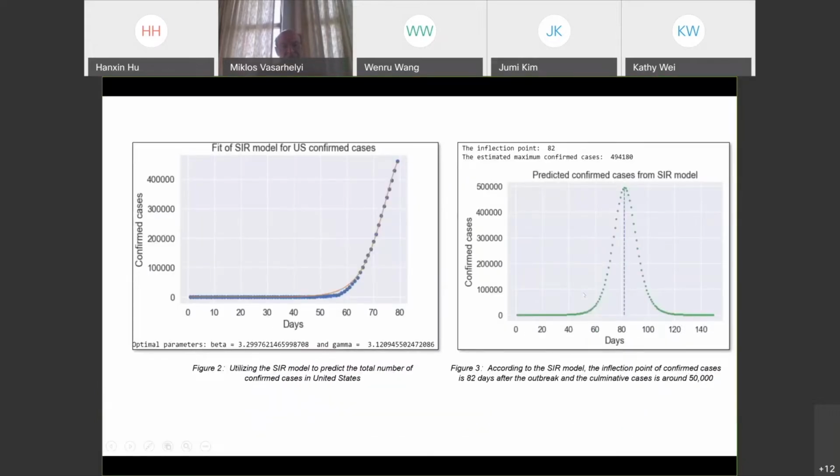Right now, we are trying to use a very simple epidemic model called SIR to predict the US confirmed cases, and we try to predict the inflection point. We hope after predicting the inflection points and estimating maximum confirmed cases, and also this curve, we can find out the correlation between the confirmed cases and the several economic factors like the unemployment insurance claims and stock volatility in specific industries as I mentioned in the framework.